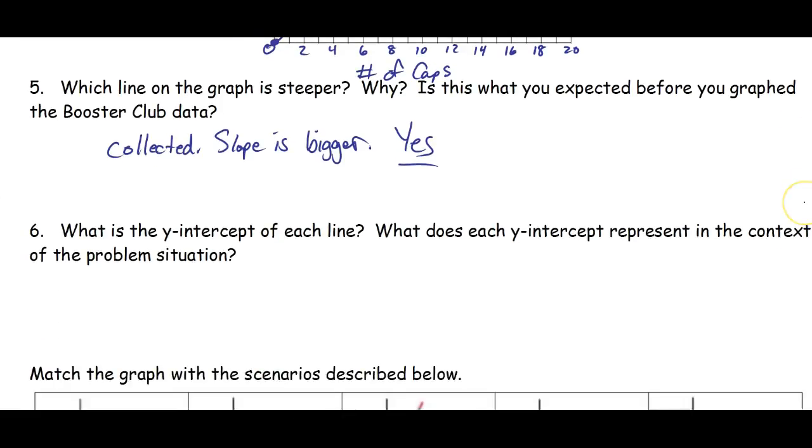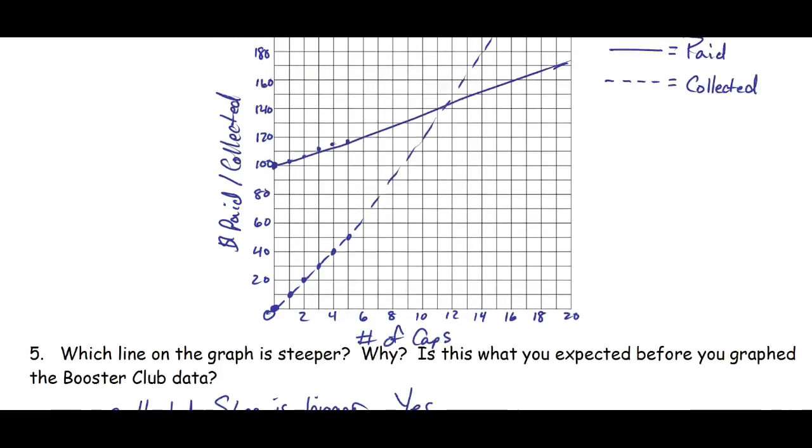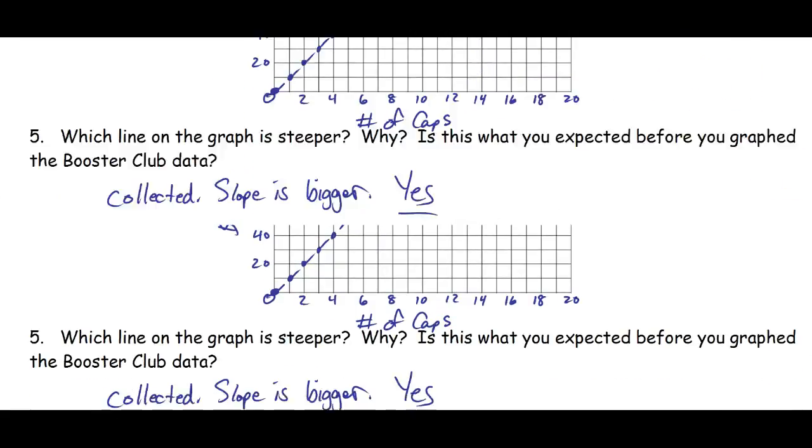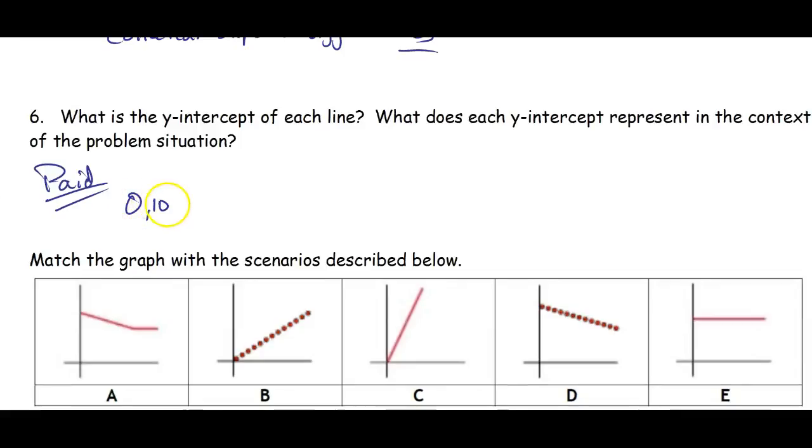All right, number 6, what is the y-intercept of each line? What does the y-intercept represent in the context of the problem situation? So in the paid, let's take a look up here. And the paid is our solid line. What is our y-intercept? Our y-intercept here is (0, 100). Notice we're writing this in coordinate point form. Okay, what does that mean? So for 0 hats ordered, you'll have $100 paid.